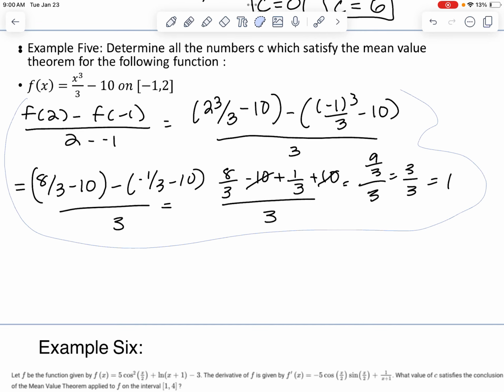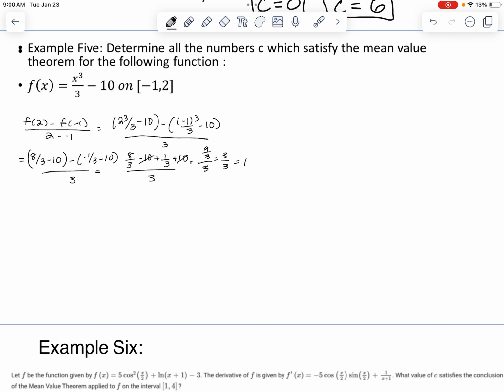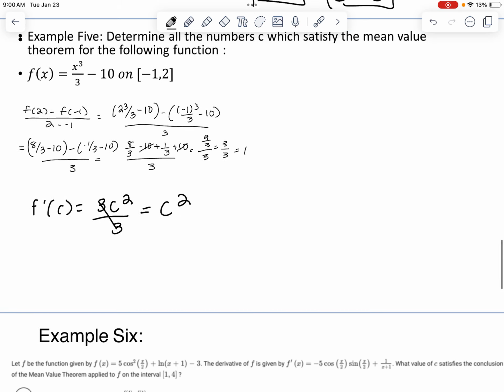So I did that pretty quickly, so pause if you need more time, but the average rate of change is 1. And so now I'm going to find f prime of c, and that equals 3c squared over 3, and the 10 goes away, and then these 3s cancel out, so basically c squared. And then I'm going to set it equal to 1, because c squared is the derivative.